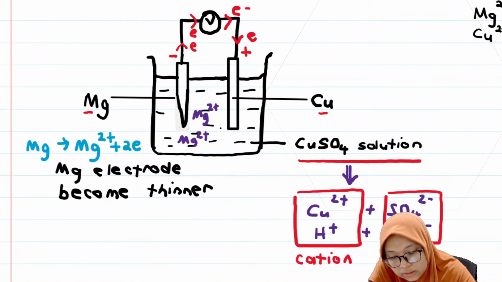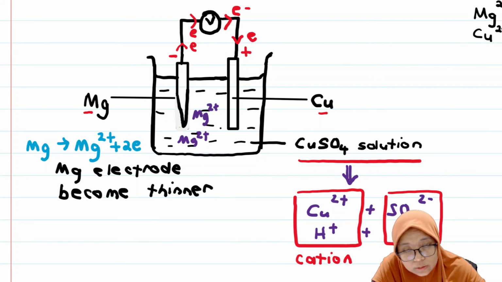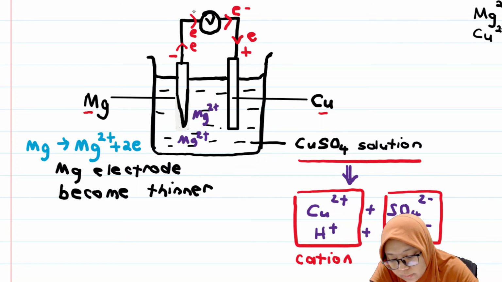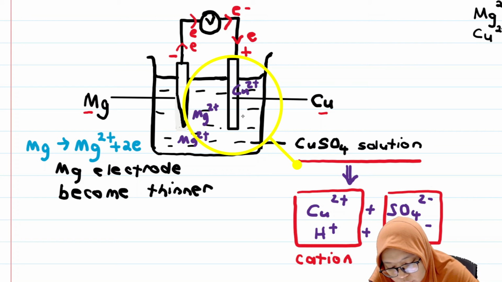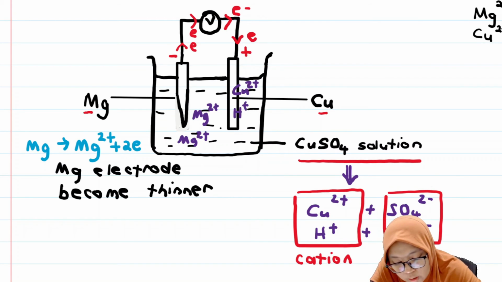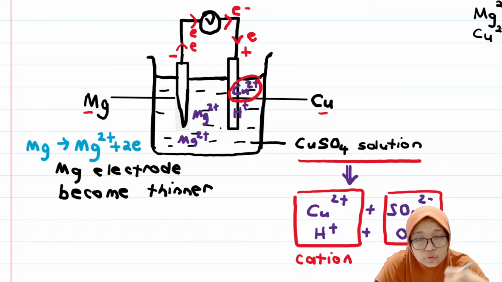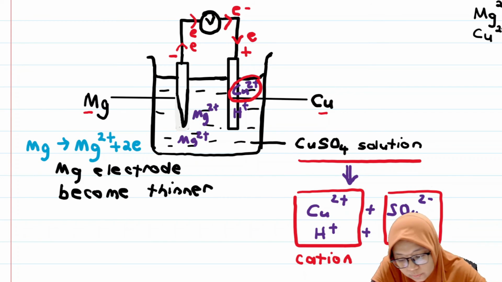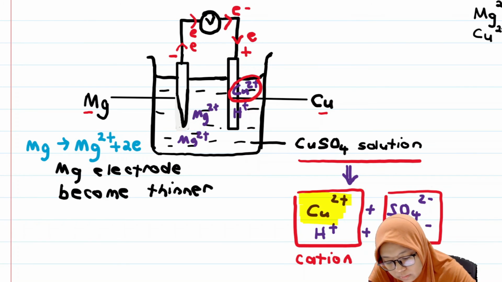If you look at the cell now, you have two cations there that are attracted towards the copper electrode. So now you have the copper 2 plus ion and the hydrogen ion. Between these two ions, one of them will accept the electron, and we have decided that the copper 2 plus ion will accept the electron because it is a stronger oxidizing agent. So we will take the copper 2 plus ion in the solution as the ion that is being discharged. What happens is the copper 2 plus ion will accept electron to form copper atom.